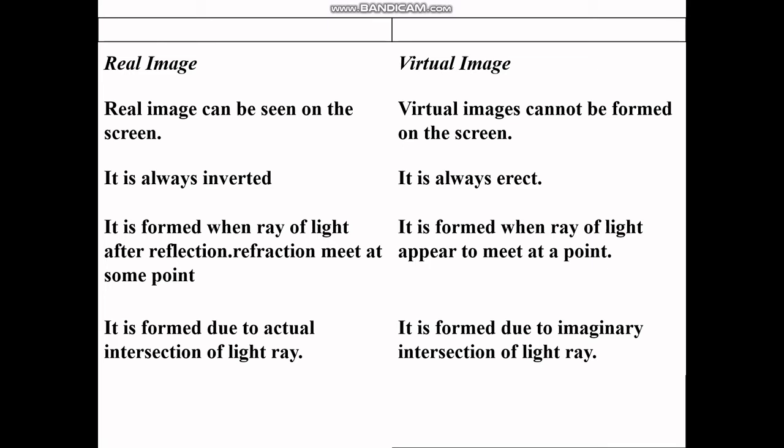A real image can be obtained on a screen, virtual images cannot be. A real image is always inverted, whereas a virtual image is always erect. Real images form when rays of light after reflection or refraction meet at some point, whereas virtual images form when rays of light appear to diverge from a point. A real image is formed due to actual intersection of light rays. A virtual image is formed due to imaginary intersection of light.